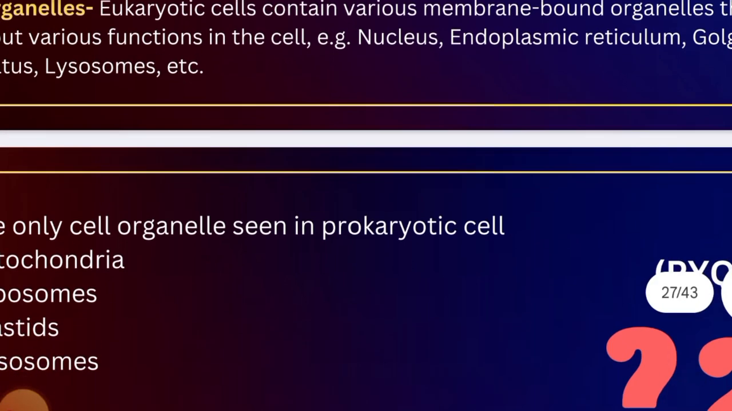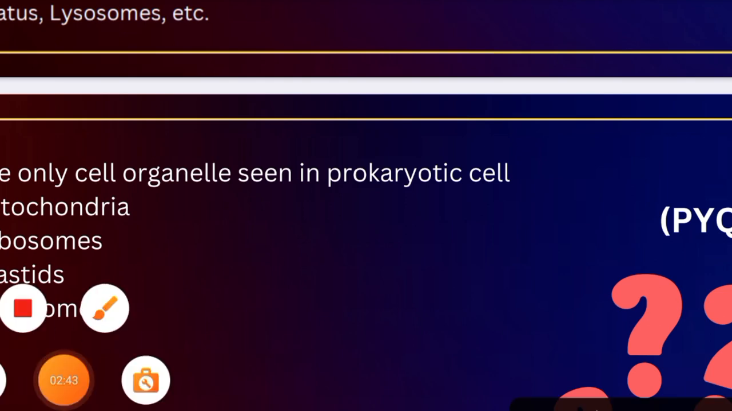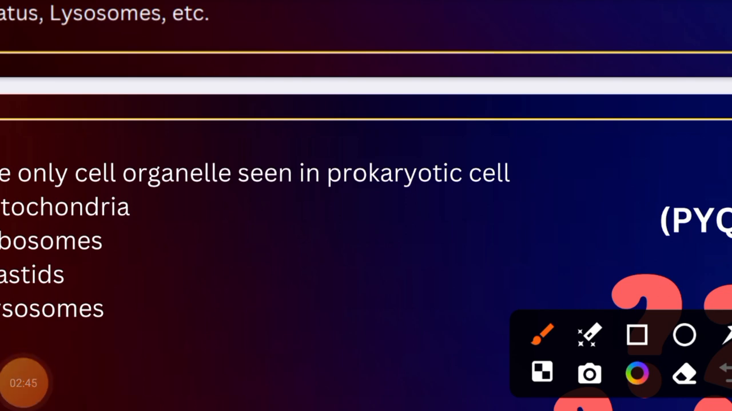Next, here's one question. The only cell organelle that is found in prokaryotic cell is. Till now I haven't explained the organelles to you. The only organelle which is found in prokaryotic cell is ribosomes, because the prokaryotic cell does not have many specialized things, so it only has ribosomes inside it.